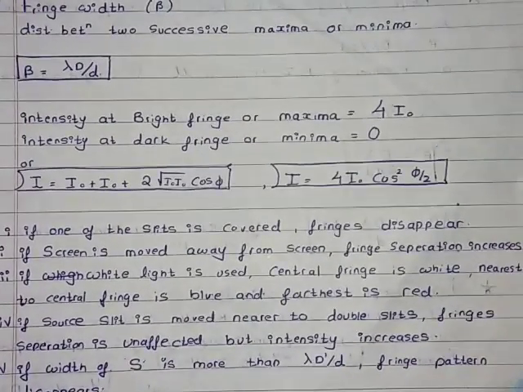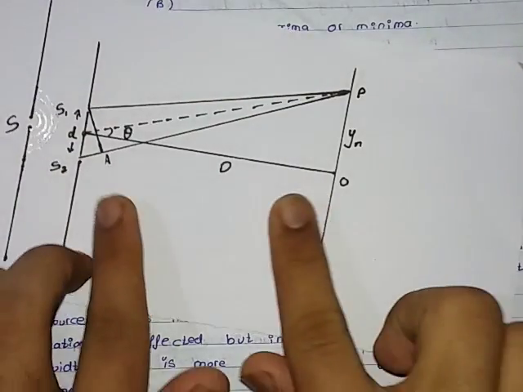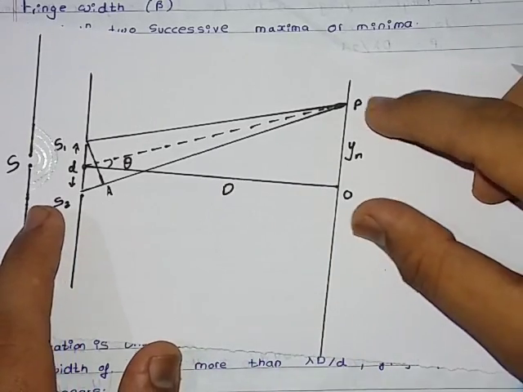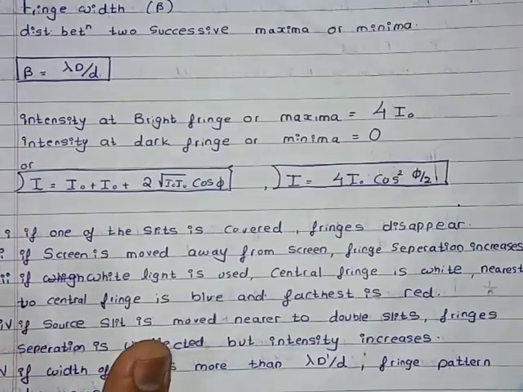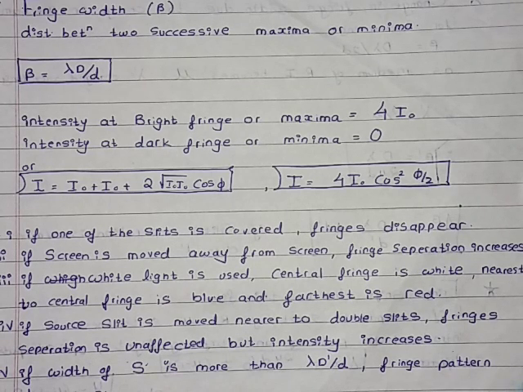That's quite obvious. If the screen is moved away from the slits, the fringe separation increases. That is, if these two are taken away from each other, this distance increases. Now, if white light is used, the central fringe is white, nearest to the central fringe is blue, and the farthest is red, because of VIBGYOR, right?